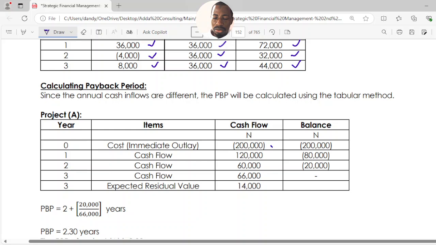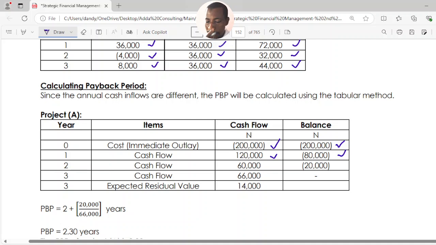Initial outlay is 200,000 at year zero. So at the end of that year zero is still the same 200,000. So cash inflow of project A for year one is 120. Therefore, 200,000 minus 120, that will produce a balance of 80,000 naira after the first year recovery. Okay, so out of the 200,000 naira, the company has recovered 120,000 naira, remain balance of 80,000.